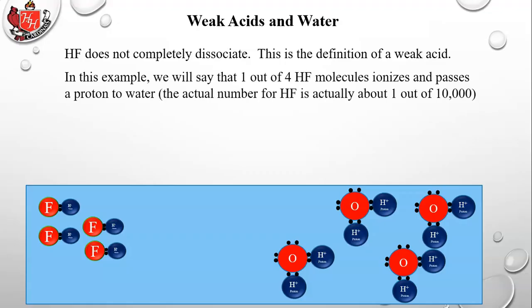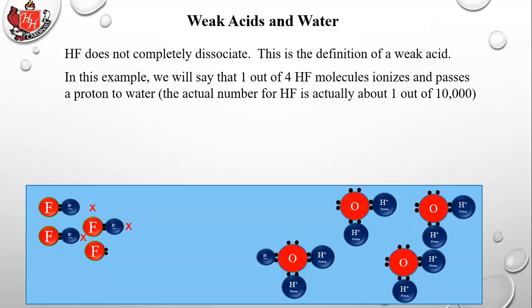In this example, we will say that 1 out of 4 hydrofluoric molecules ionizes and passes a proton to water. The actual number for hydrofluoric acid is really about 1 out of 10,000 will do it. So there goes one of them over there. And we put X's in front of the others, meaning they're not going to dissociate.